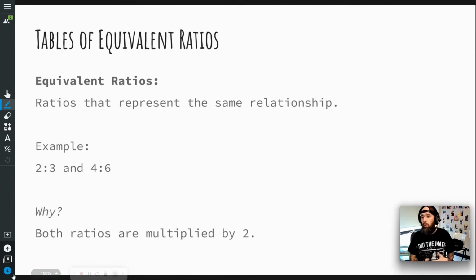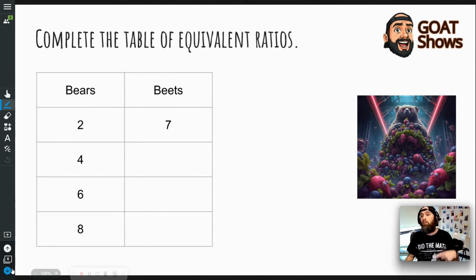In that case, I took half of the numbers. If I compare 2 to 3 and 4 to 6, those are also equivalent ratios because I multiply both numbers by 2. Now I'm going to give you 3 tables, and we're going to finish these tables of equivalent ratios so that all of them are the same exact ratio. I need to look at what I have.